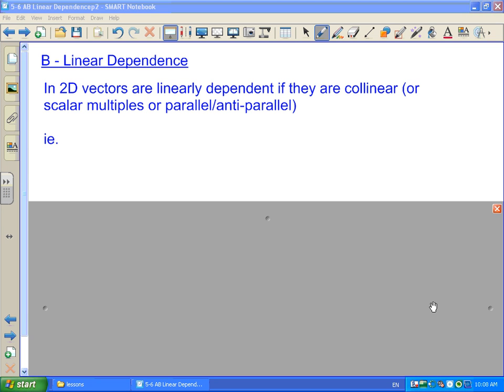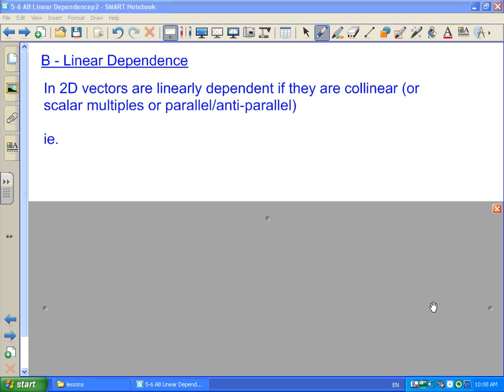Just to recap what we talked about last time, we touched on this concept of linear dependence of vectors. In 2 dimensions, vectors are linearly dependent if they are collinear or scalar multiples or parallel/antiparallel. All of these things mean the same thing for us in the context of 2-dimensional vectors.